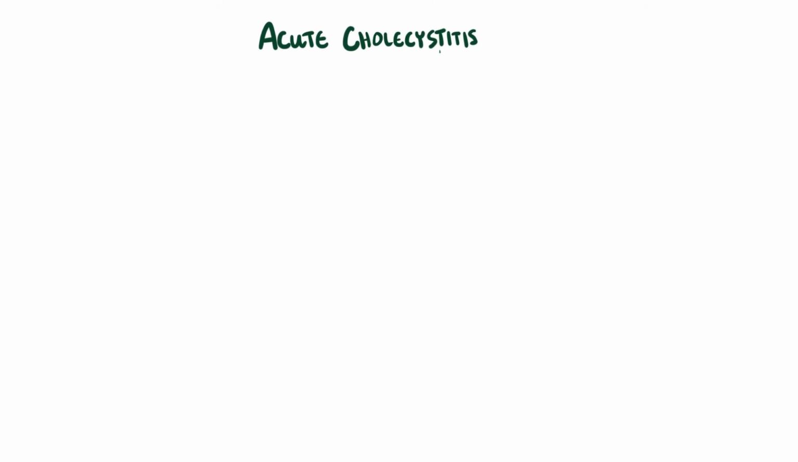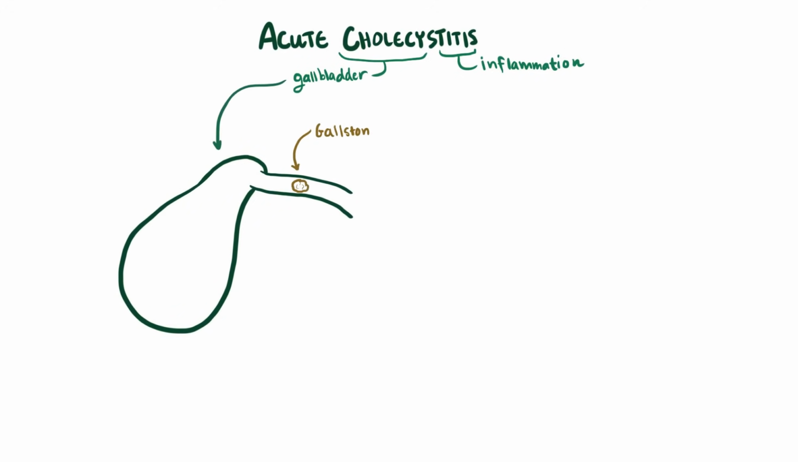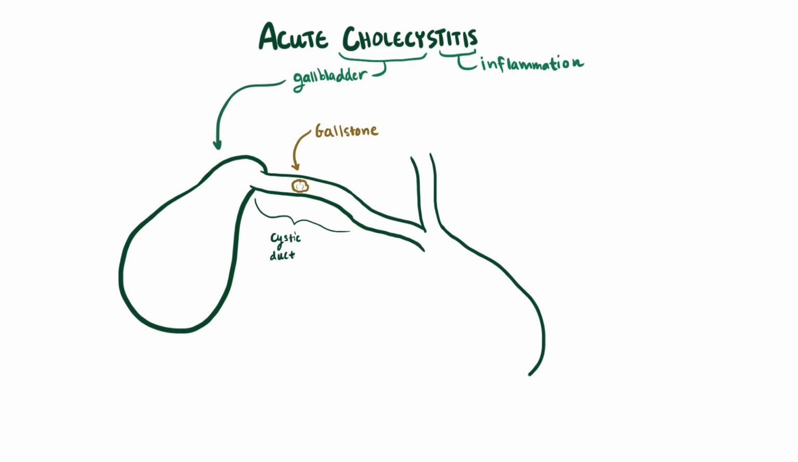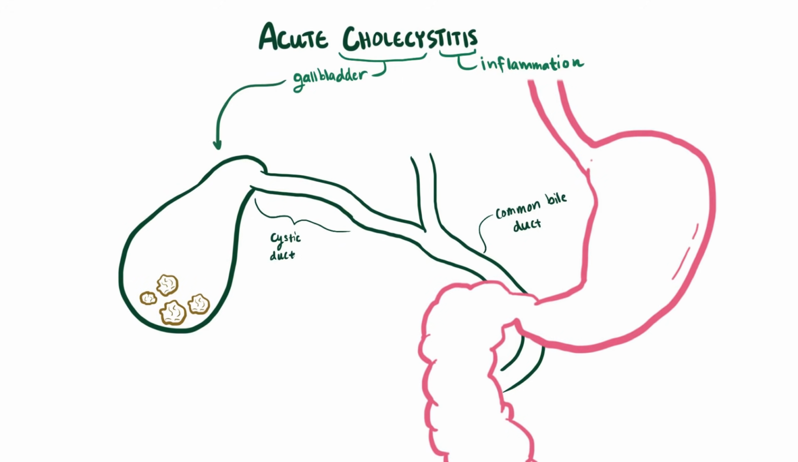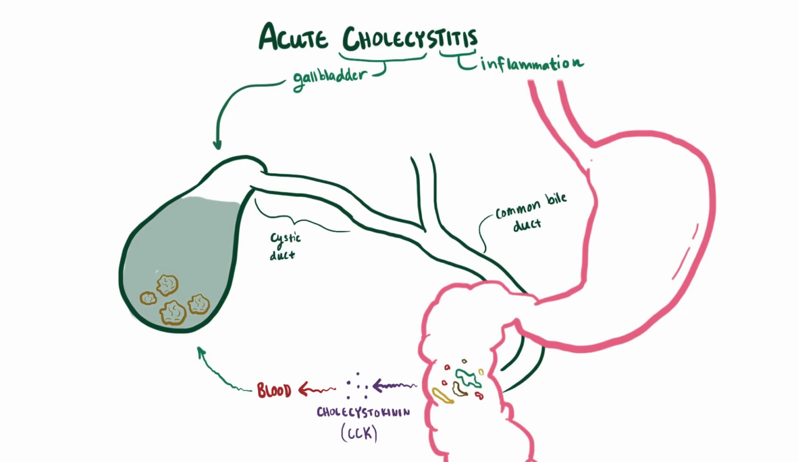Acute cholecystitis, or inflammation of the gallbladder, usually comes about because of a gallstone being lodged in the cystic duct. The cystic duct is the one that leaves the gallbladder and connects to the common bile duct. So let's say this person's gallbladder has a few gallstones in it, and they go to eat a hamburger. The small intestine secretes cholecystokinin, sometimes shortened to CCK, into the blood, where it makes its way to the gallbladder and signals it to squeeze out some bile to give it a hand with digestion of that hamburger.